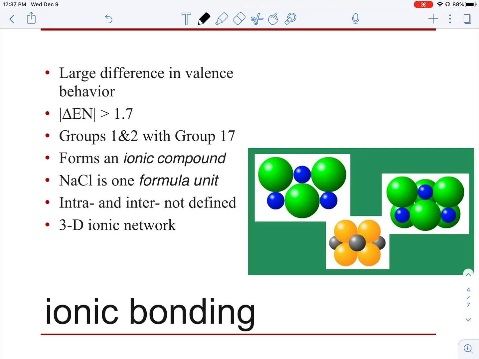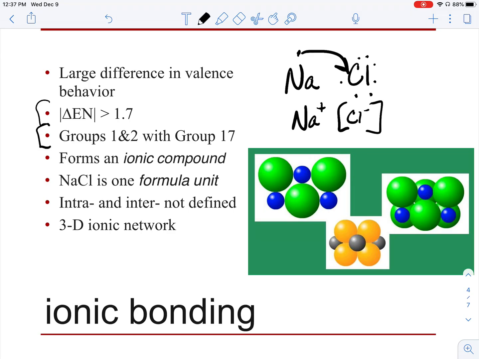Ionic bonding is when we have a large difference in valence behavior, often elements from opposite ends of the periodic table, a large difference in electronegativity, and this forms an ionic compound. So in the case of sodium and chlorine, the electron gets transferred and you end up with actual separate ions that just stick to each other. It really is kind of like a static cling. And this occurs in all directions.